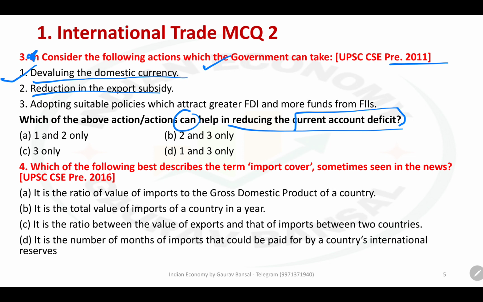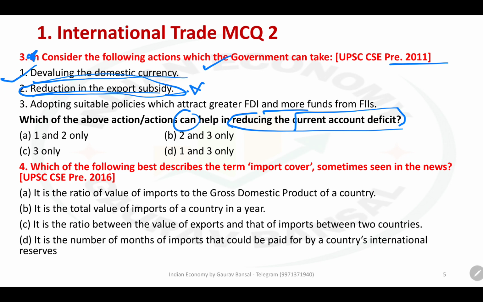Second is reduction in the export subsidy. If we reduce export subsidy, exports are going to reduce, and that is going to worsen the trade deficit, not improve. Okay, so we want to reduce the deficit, not increase it. Increasing the deficit means worsening of deficit. So second definitely is not correct.